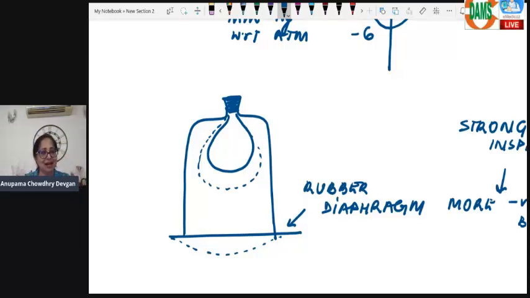The balloon is the lung and the remaining bell jar is the pleural space. So if I increase the pleural space, the pressure will reduce. Yes, pressure which is surrounding the lungs will reduce and it will cause the lungs to expand. This pleural pressure has to be negative. Have you understood? You remember this little experiment that you've done in school?